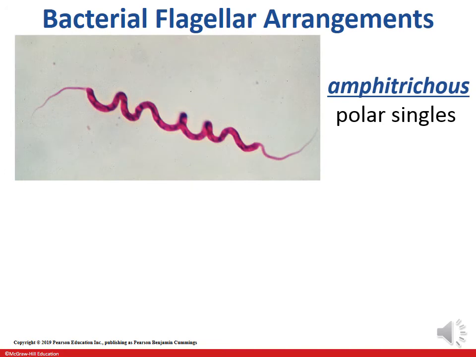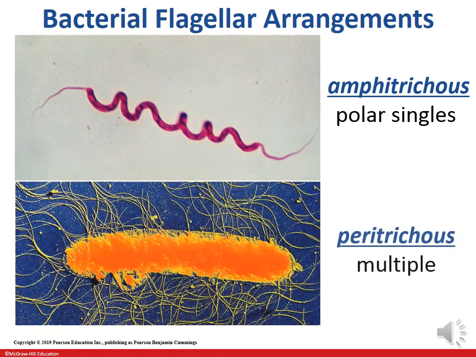Amphitrichous, so that root word amphi means both, right? Think amphibians live both in the water and on the land at some point in their life. And so what we call polar singles, just what it sounds like. At each end, you're going to have a single flagella. Now, this is a very common arrangement for the spiral bacteria, but you may also see this on Bacillus. Peritrichous, peri means around, so here you're going to have dozens of flagella all the way around the cell. And these also would sort of all lay in the same direction and act like one big flagella when it was moving around.